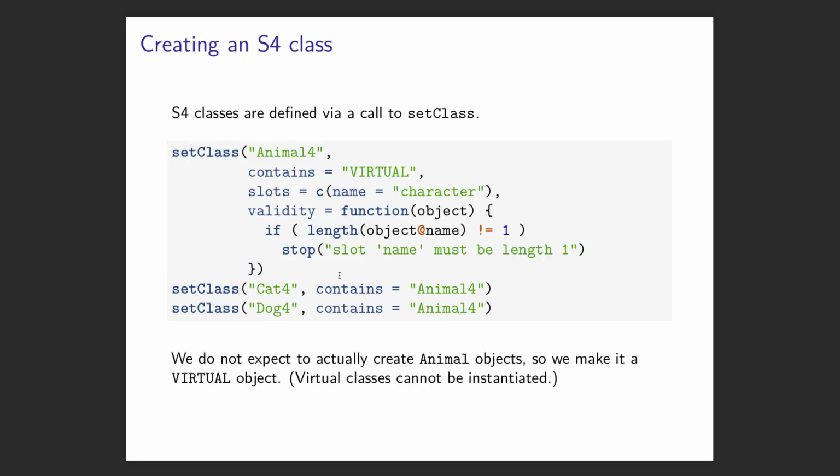Now we're going to create subclasses for cat and dog. These ones are a little bit simpler. All we're going to say is cat4 is a class that inherits from animal4. Dog4 is a class that inherits from animal4 as well.